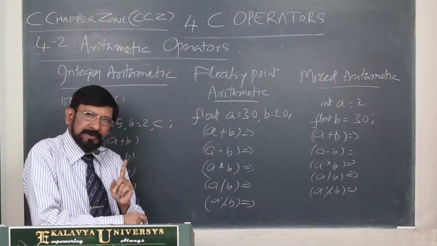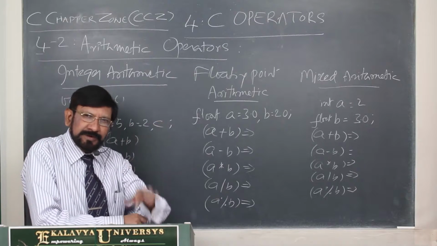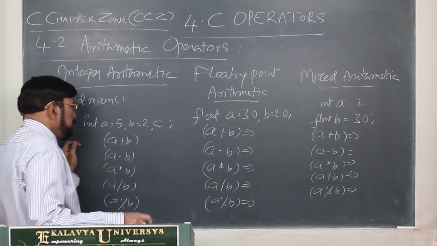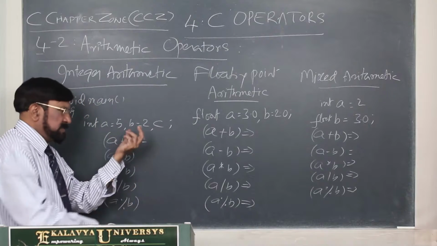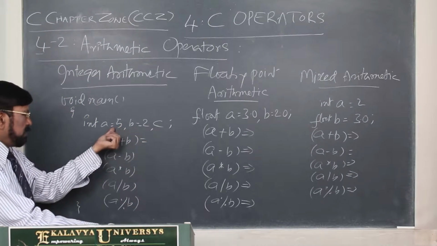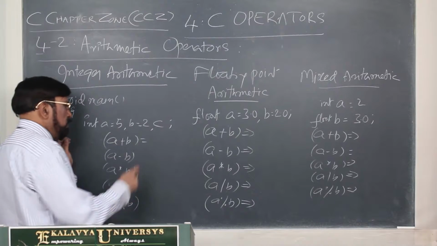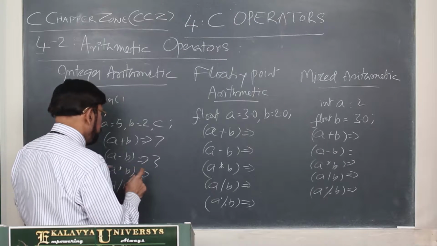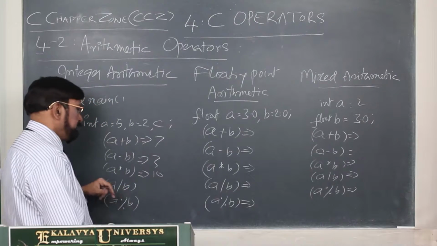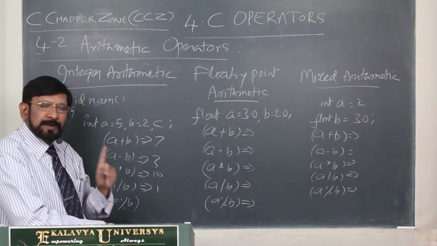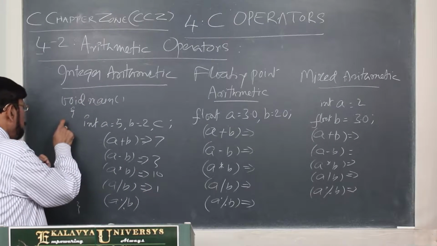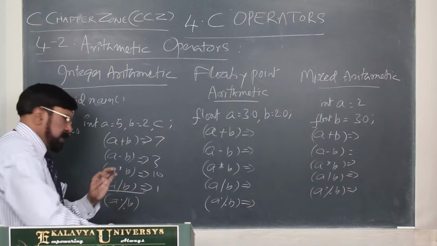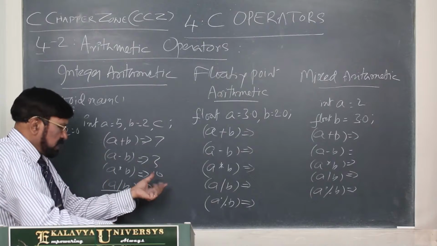Int versus int, the result is always integer. Even though it is a wrong result, it is an integer result only. Already explained this point. Once again, for the sake of integrity, I am explaining. Now a is equal to 5, b is equal to 2. Now a plus b is 7, a minus b is 3, a into b is 10, a by b is 2. Never 2.5. 1 by 2 is 0, not 0.5. That point you must remember. For beginner programmers, this is a commonly committed mistake.